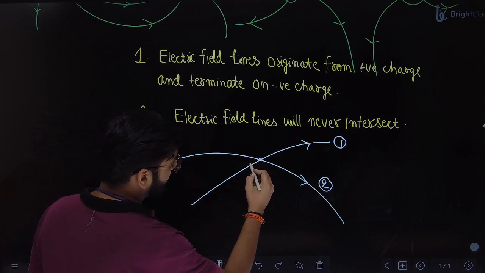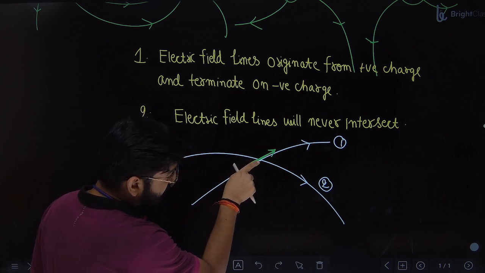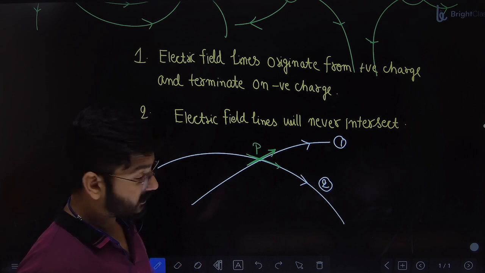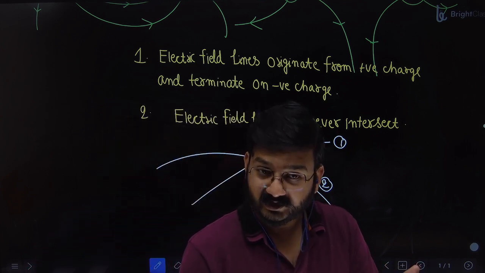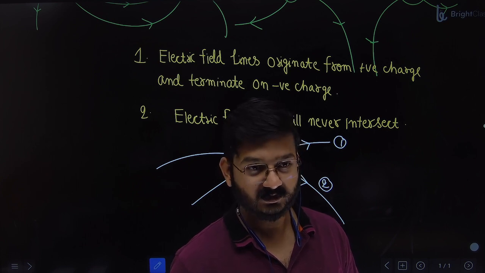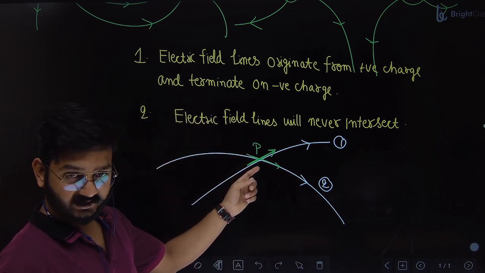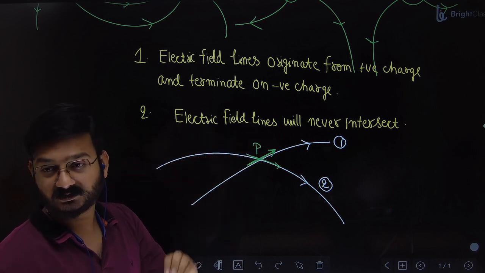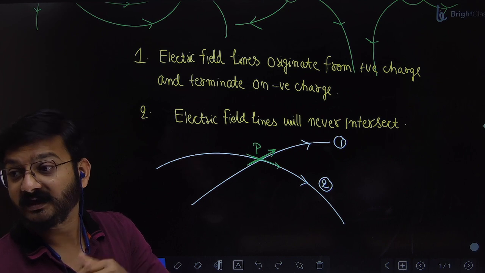If I draw the tangent on line 1 at point P, where is that line pointing? This direction. If I draw the tangent at point P for line 2, where is it pointing? So at the point of intersection, how many directions are there? Two. Is it possible for any quantity to have two different directions at the same point? If I tell you that you are moving in two different directions at the same point, possible? One leg is going left, the other leg is going right. So at the point of intersection, when we draw the tangent to both the lines, it has two different directions, which is not possible. A point of intersection should have the same direction. Otherwise, it doesn't make sense that they intersect.